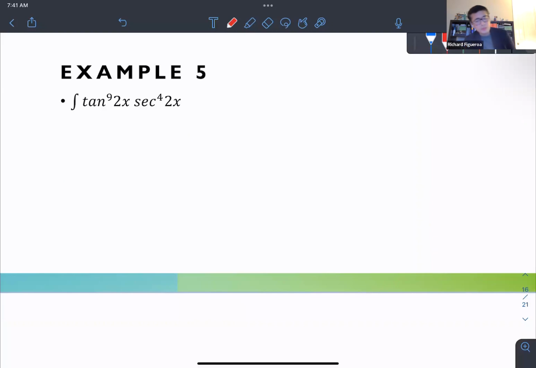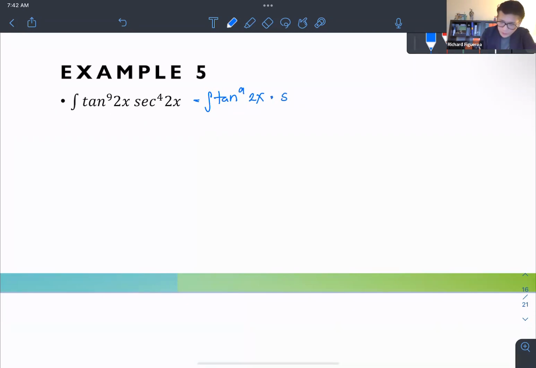For example number 5, we have an odd exponent for tangent and an even exponent for secant. So this is the same as case number 5. We retain the tangent, tangent to the 9, 2x. And it is the secant that we're going to change, like in case 5. We subtract 2 from secant, so secant 4 minus 2 is 2, so secant squared 2x, and multiply it with secant squared 2x dx.